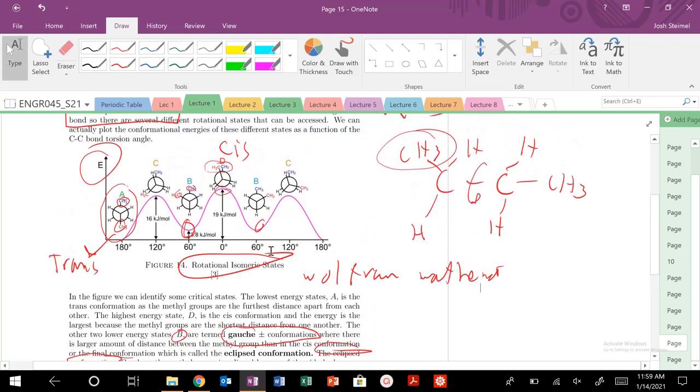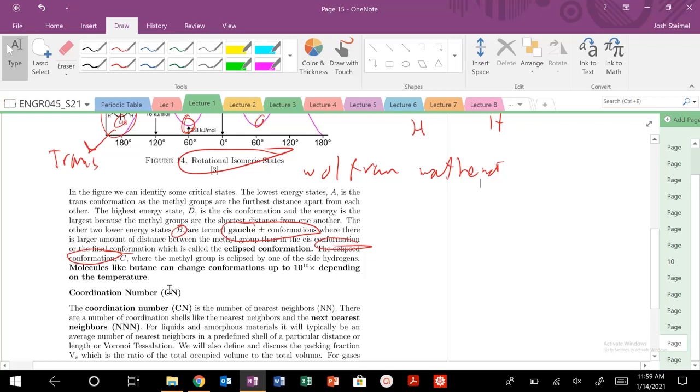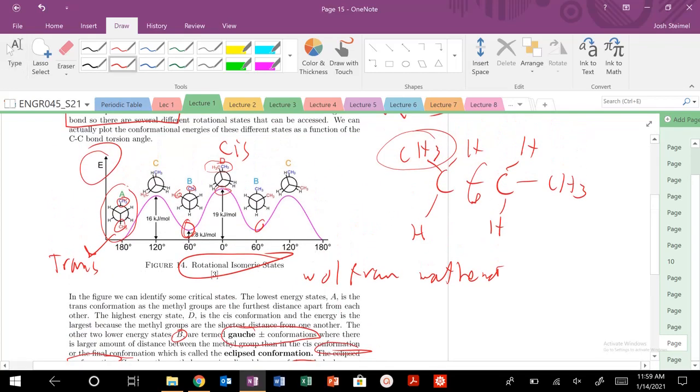But the key idea here is look at low energy states. That's where we want to be, at the lowest energy states. So these rotations, and believe it or not, at room temperature, molecules like butane can change conformations 10 to the 10 times, depending on the temperature. So they're continuously rotating and moving between this state, this state, this state. However, the most likely probability is to be in this trans configuration. Why? Because the energy is the lowest. The highest energy state is the least likely. A is more likely than B, and B is more likely than C.